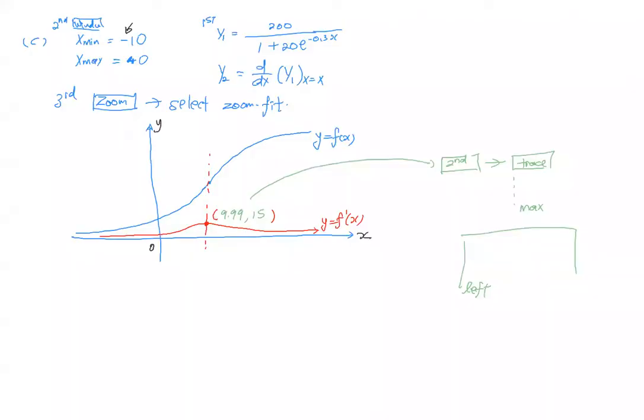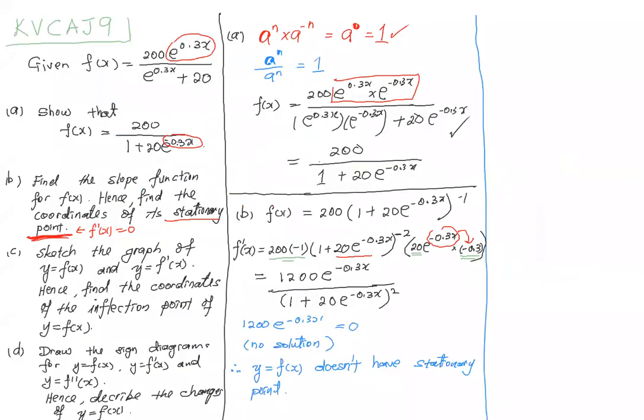Okay, for this question, can anyone tell me why Mr. asked you to sketch even this graph? And I use the word hence. Find the coordinates of inflection point of y equal to f(x). So how are you going to use that to answer part C, the hence?